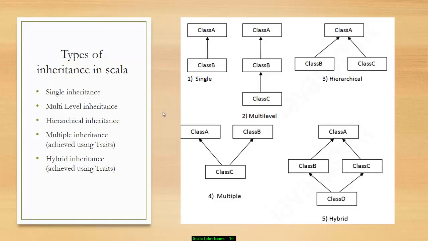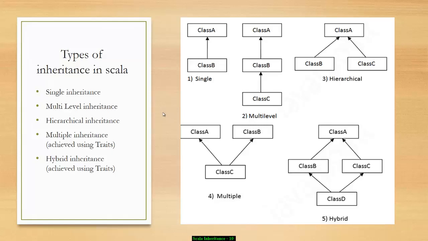Traits are similar to interfaces in Java. Then hybrid inheritance is similar to the diamond problem, which everyone knows in Java, right? We solve this diamond problem in Scala using traits. So multiple and hybrid, both are done using traits. I will show you once the traits topic comes.